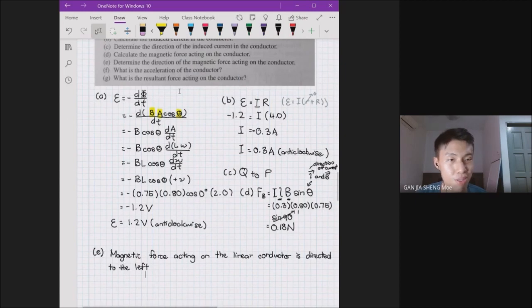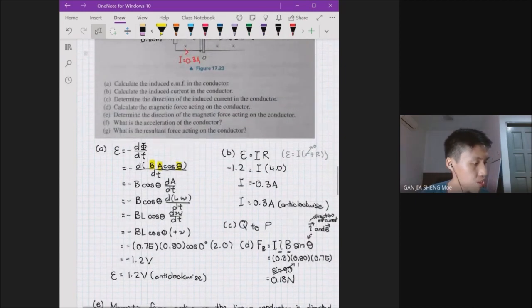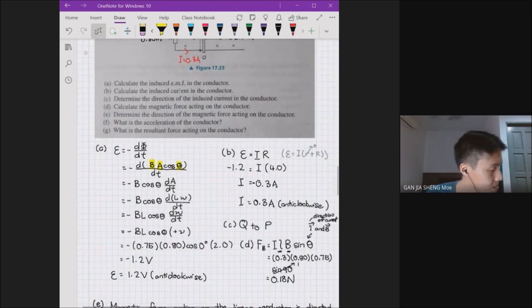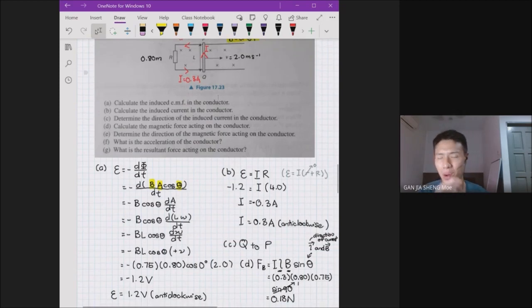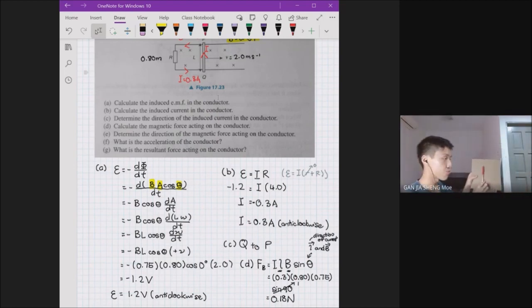What is the acceleration of the conductor? They already state for you that this linear conductor PQ is moving with constant velocity, right? If they tell you it's moving with constant velocity, then immediately you know the acceleration should be 0. I think what they are trying to highlight is like this. You have a linear conductor, and it is moving to the right with constant velocity.